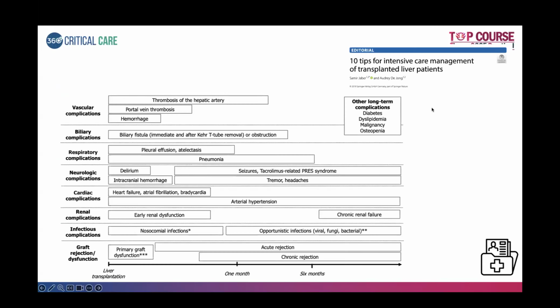I had taken this from the ESICM article, 10 tips for intensive care management. I've kept this slide as a revision tool. Before your exams, if you have a small snapshot of this, during the exams at least for those 5 pages you can fill something based on these pointers. I've uploaded this article in the articles folder, so you can have a look.